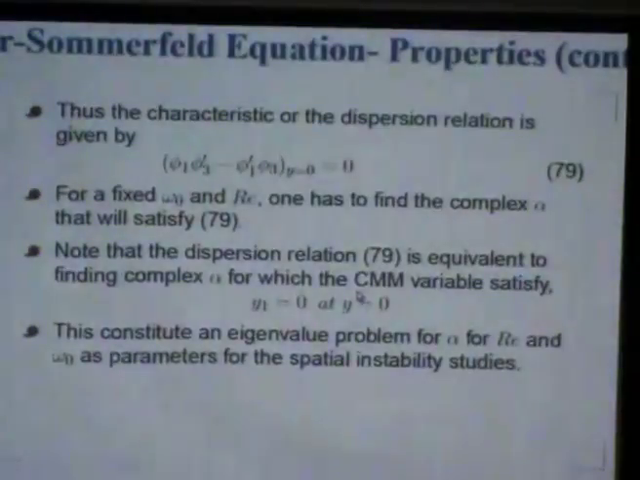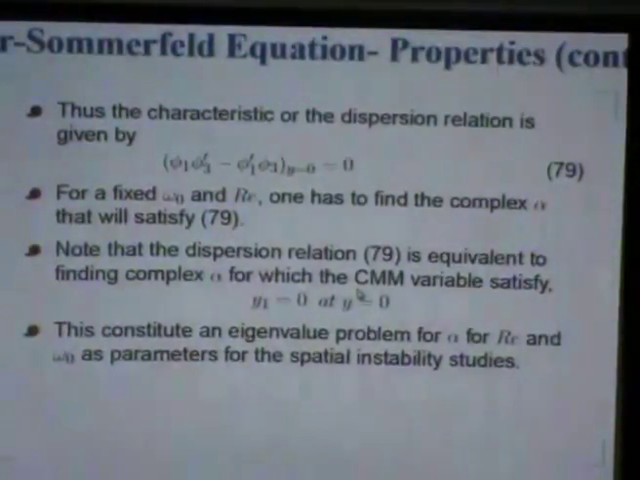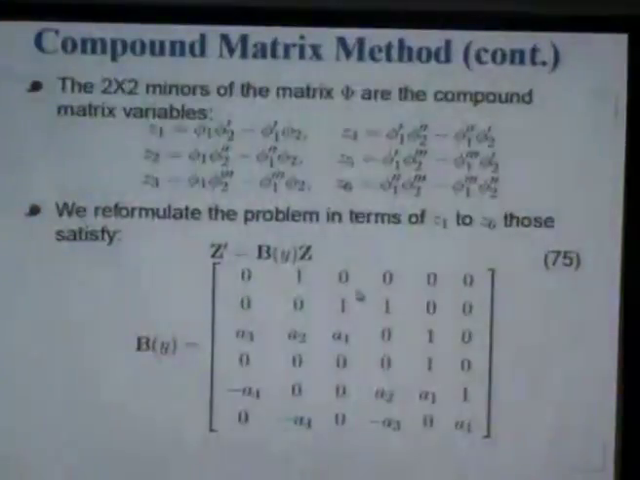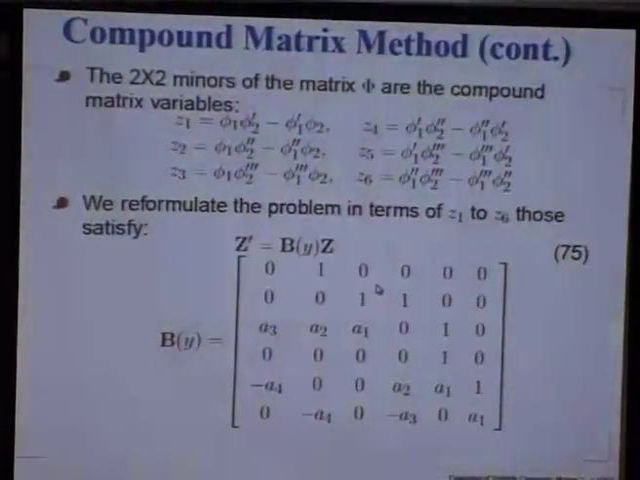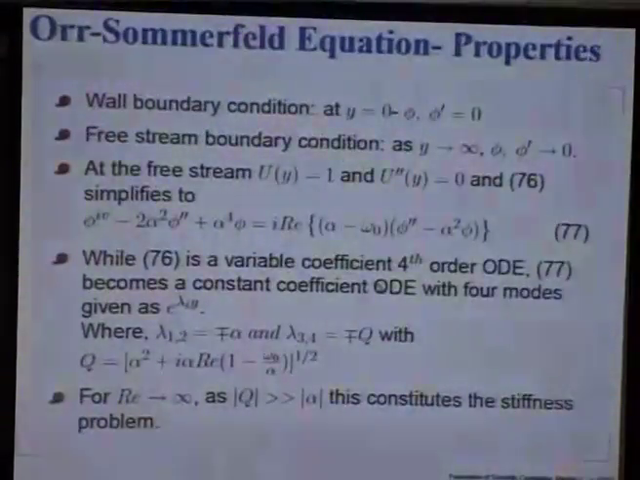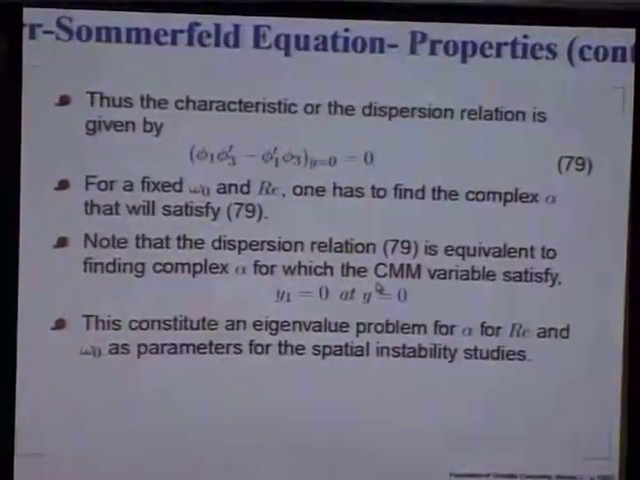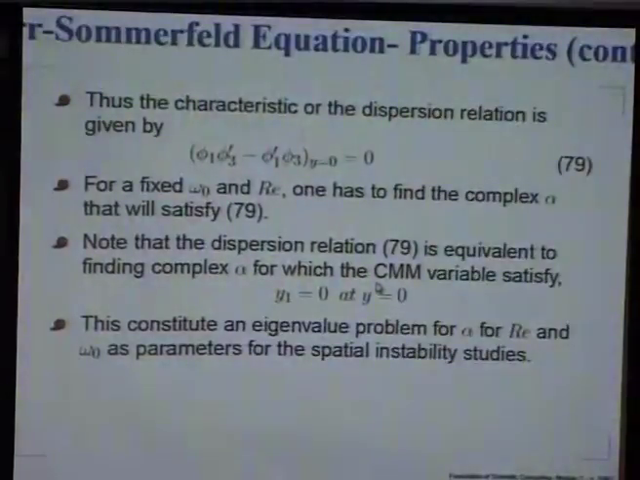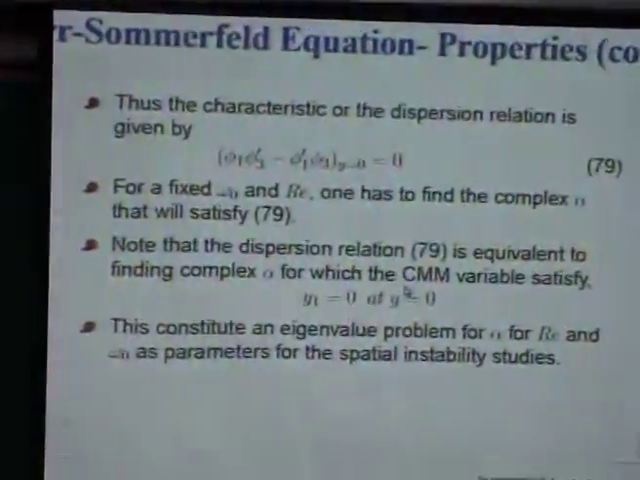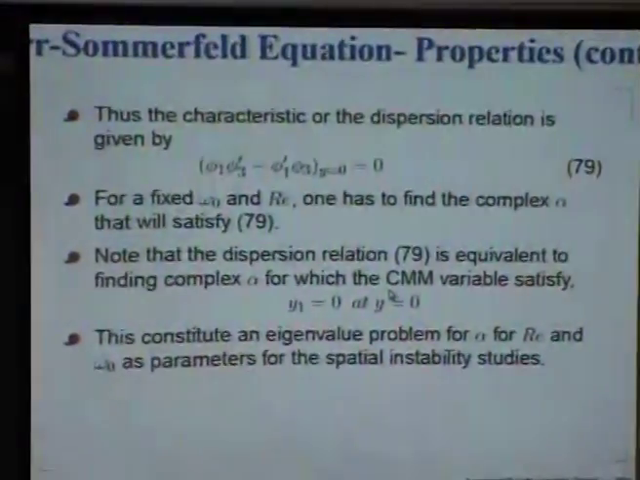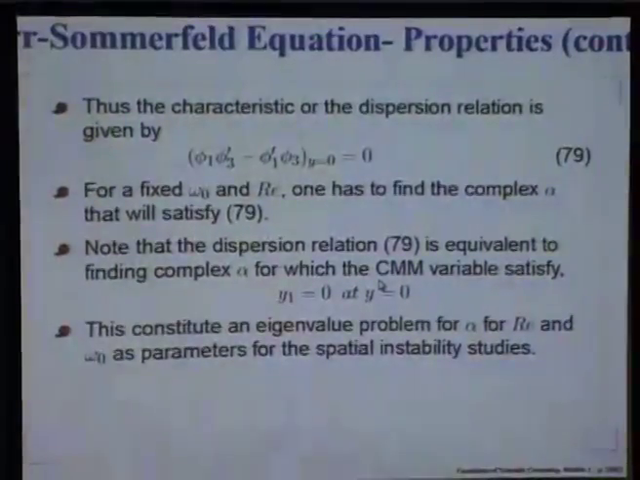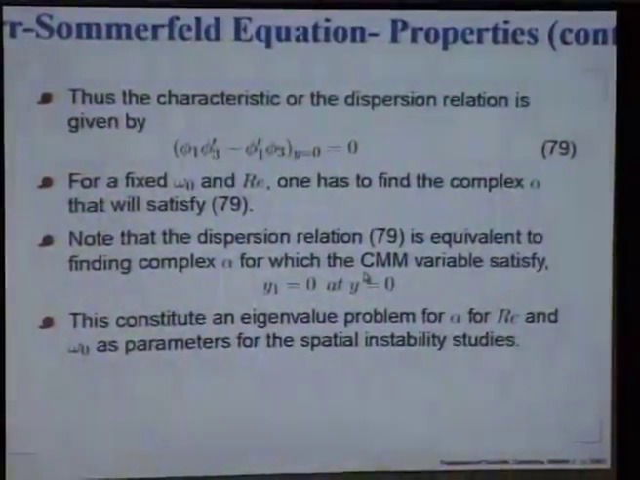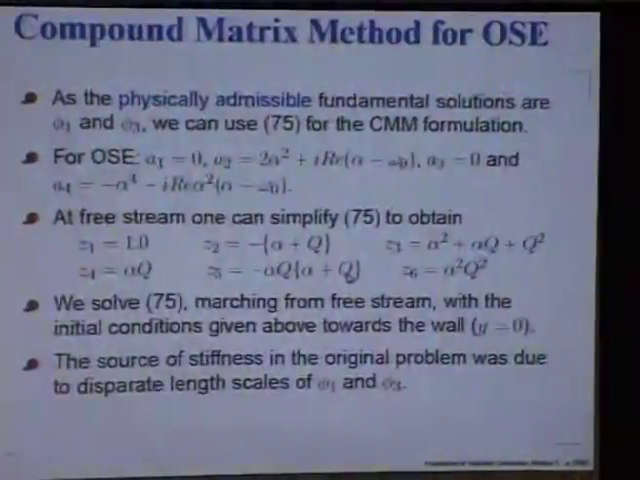Now, if I look at the definition of Z1, that is that quantity, right. So, the dispersion relation that we wrote down comes about as the first compound Z1 evaluated at the wall, which has to be set equal to 0. So, that is your dispersion relation. This basically is a statement of an eigenvalue problem, and we can study it.